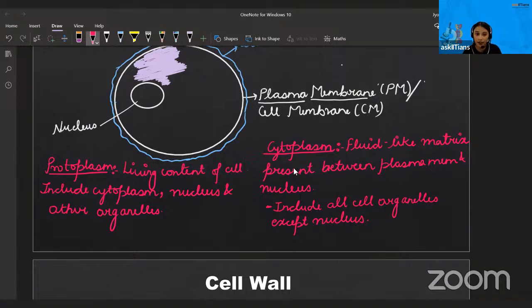So what is the difference between the two? Your protoplasm includes everything, right? It is a living part, but in your cytoplasm, the nucleus is not present. This is the difference.